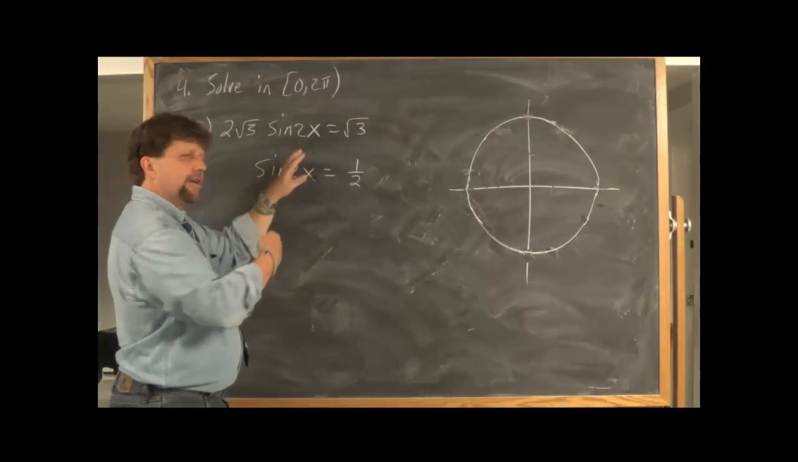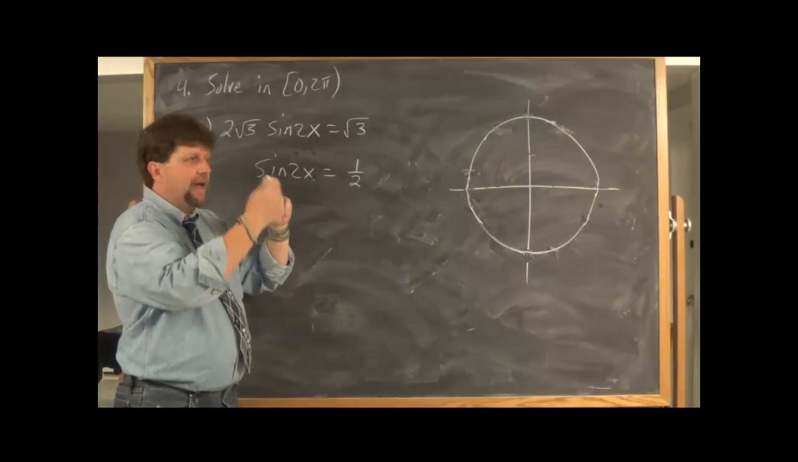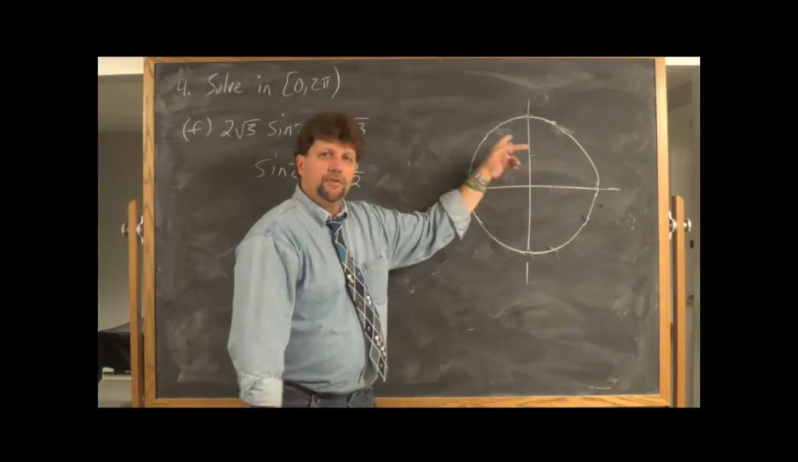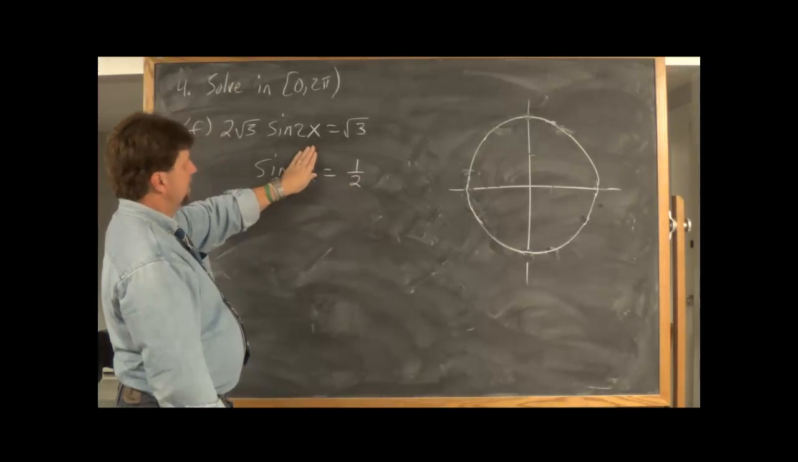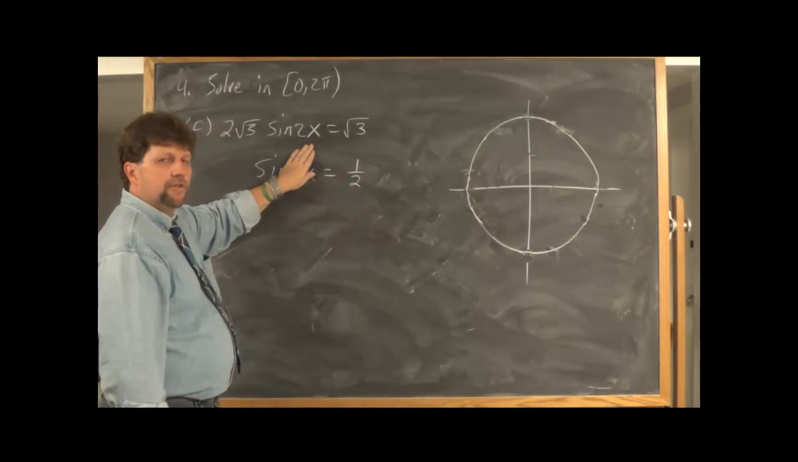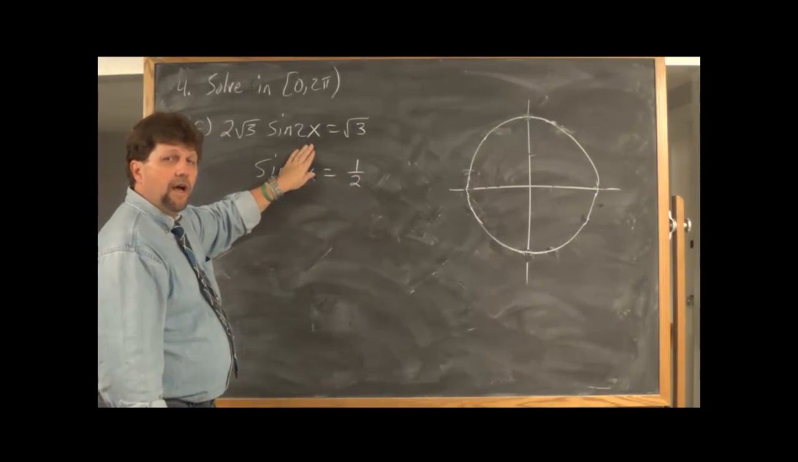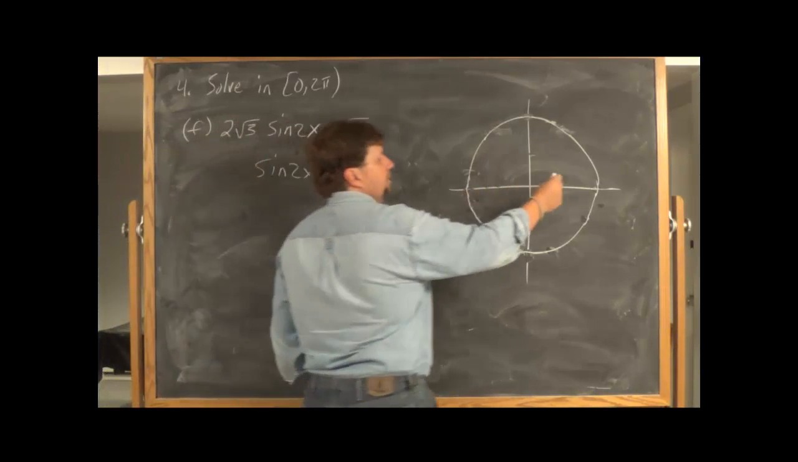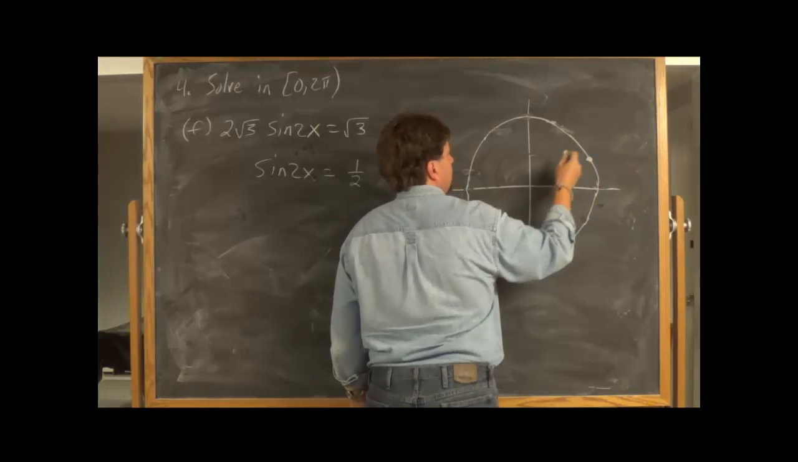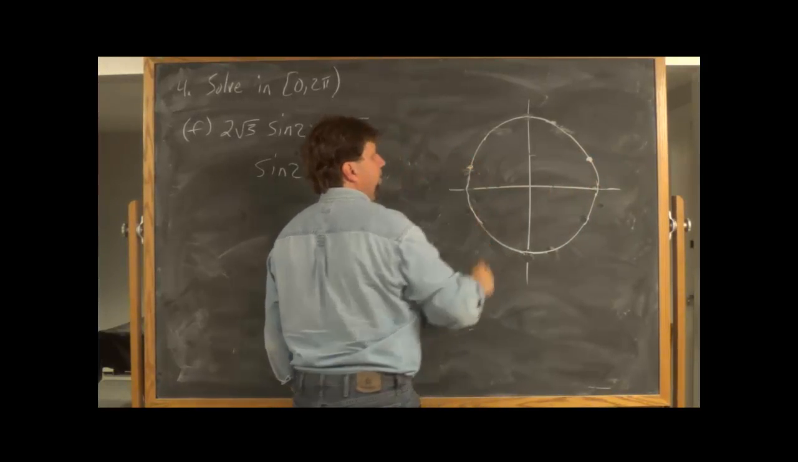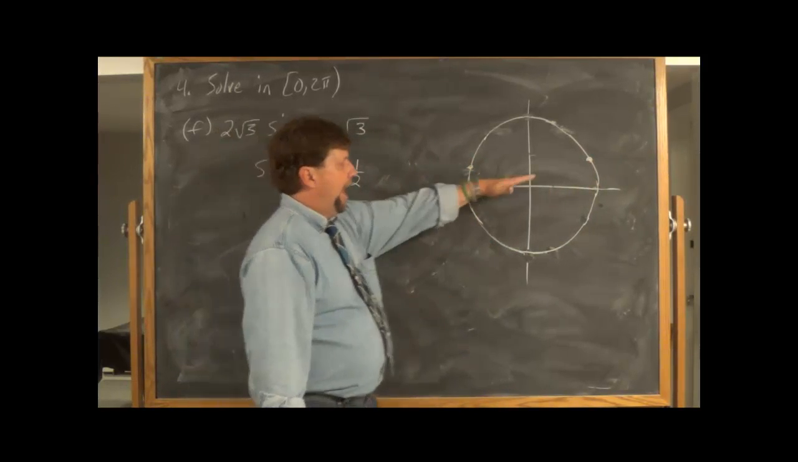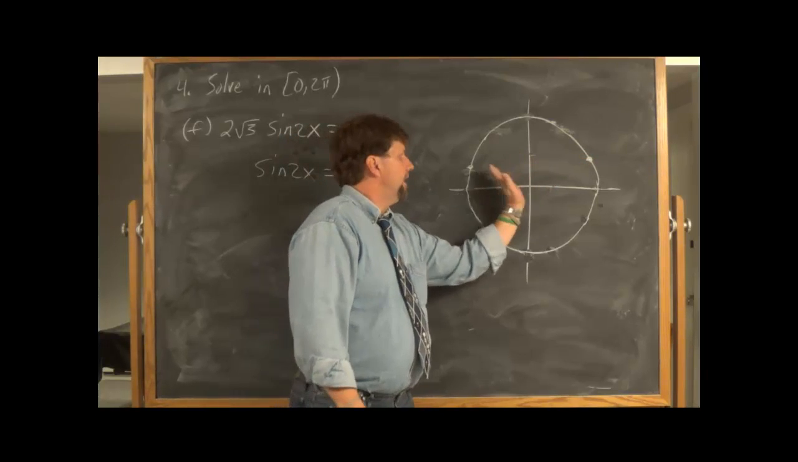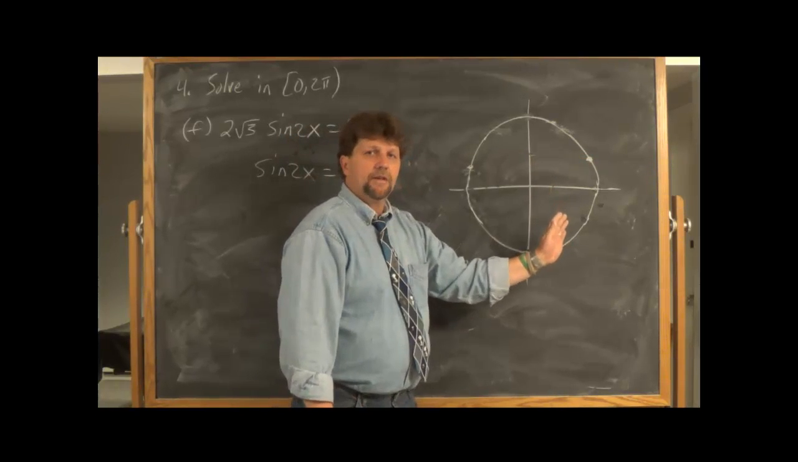We're dealing with the trig function sine. Sine matches up with the y-coordinate on the unit circle. So let me cover it up again. Where in the unit circle do you find a y-coordinate of 1/2? Well, you find a y-coordinate of 1/2 about right here and about right here. At pi over 6 and at 5 pi over 6.